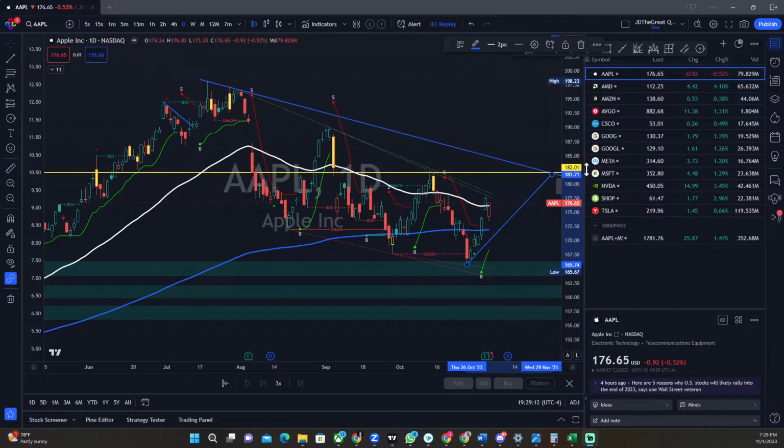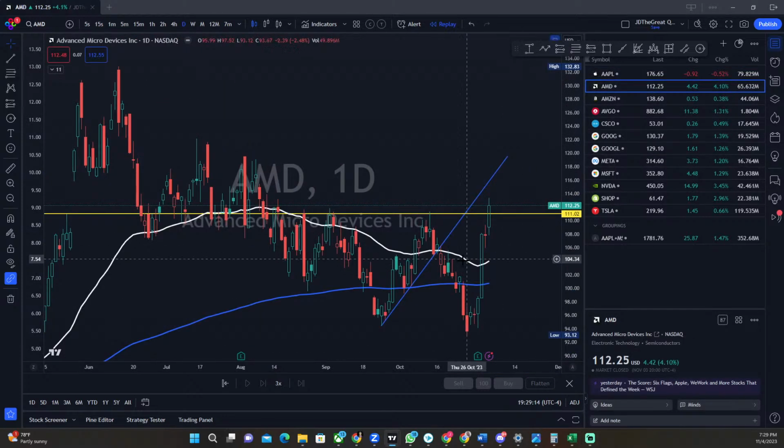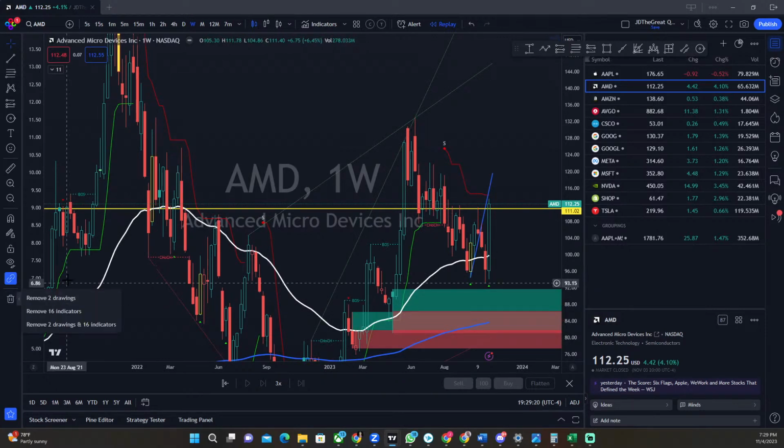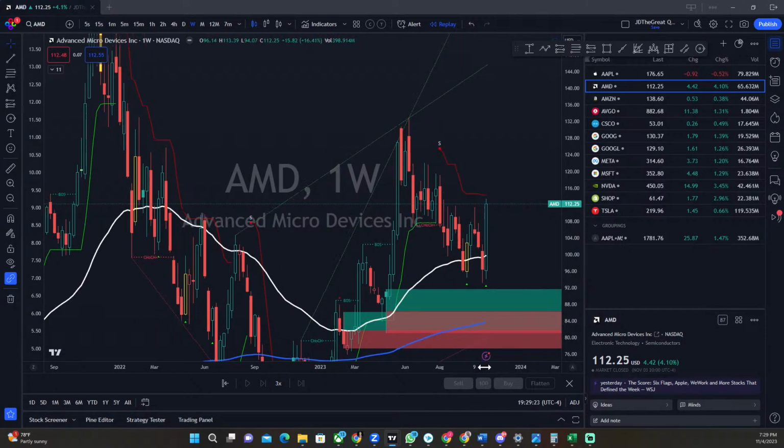So let's go ahead and go into our next ticker. Next ticker is AMD. Let's look at this one. AMD, same thing. I want to look at it from a weekly standpoint. Let me get rid of all these trend lines. Do we see something? Yes.